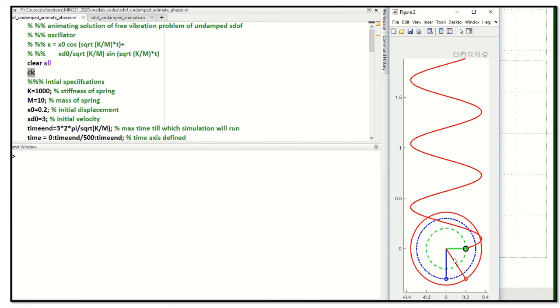So this is sufficient for today. We'll stop over here, and in the next class we'll try to solve a couple of examples.